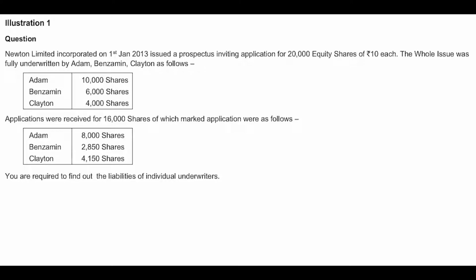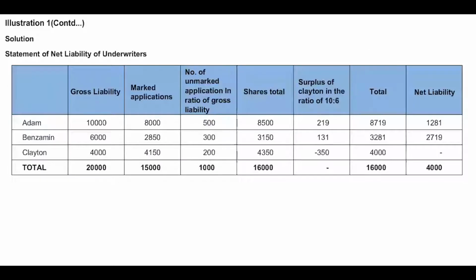Now in this question, we are required to find out the liability of the individual underwriter. See, the solution of this example is the statement of net liability of the underwriters, Adam, Benjamin and Clayton. The gross liability of all these three is given in the question, say 10,000, 6,000 and 4,000 shares. So they are liable to take 10,000, 6,000 and 4,000 shares if the public does not subscribe. So this is the gross liability, and out of that, marked applications are 8,000, 2850 and 4150.